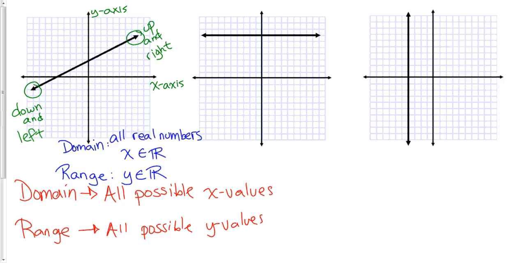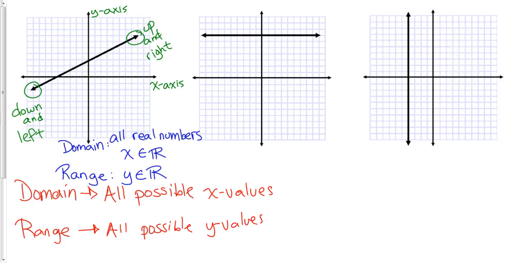So once again, domain, we're looking left and right. So if we have an arrow going to the left and an arrow going to the right, the domain is all real numbers. And if we have an arrow going up and an arrow going down, then the range is all real numbers. Most graphs that you see in this unit will have a domain and a range that's all real numbers. However, you will see a few, like these next two, that are unique and will have a domain and or range that is not all real numbers.